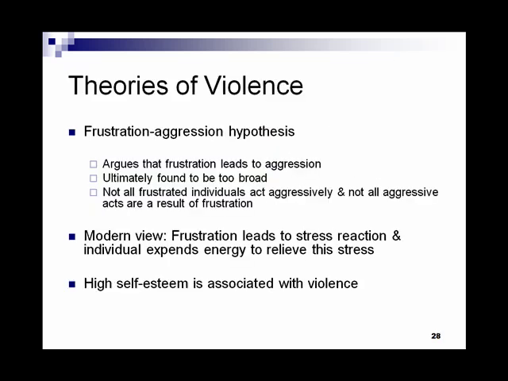In terms of theories of violence, the frustration aggression hypothesis is common. But it's an older way of looking at it, and it basically argued that people who are frustrated are more likely to be aggressive. But ultimately, this theory was found to be too broad because we have found that not all frustrated individuals act aggressively, and vice versa. Not all aggressive acts are the result of frustration. The modern view is that frustration can lead to a stress reaction, and certain individuals can expend energy and violence to relieve the stress, but again, not everyone does.